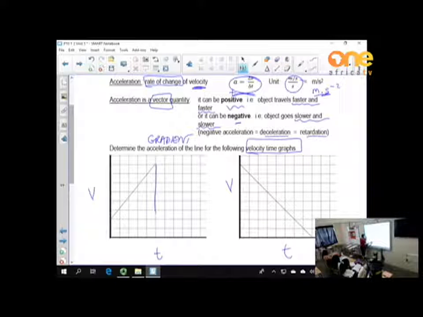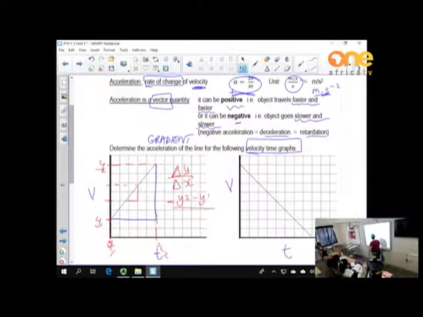How do we get the gradient of the line? Well, we need a change in y over a change in x. And please note, I could work with a very small one, but then my error reading is going to be bigger. Do you understand? So I take the biggest gradient possible, and I will work with y1 and y2, and we have x1 and x2. The gradient is going to be change in y over change in x. What's the change in y? It's going to be y2 minus y1. And the change in x is x2 minus x1.